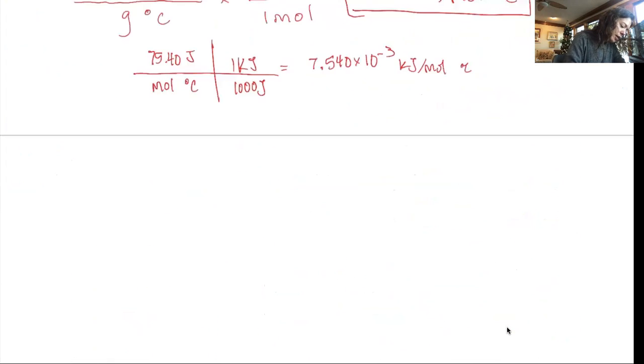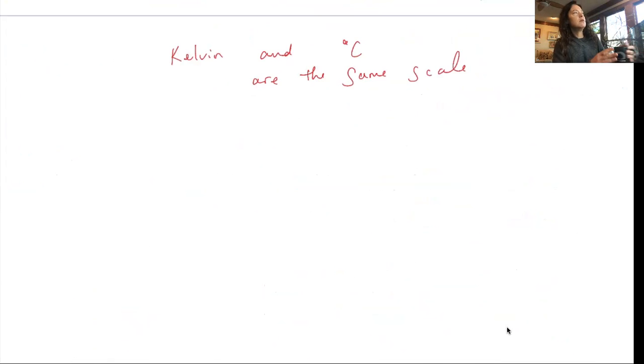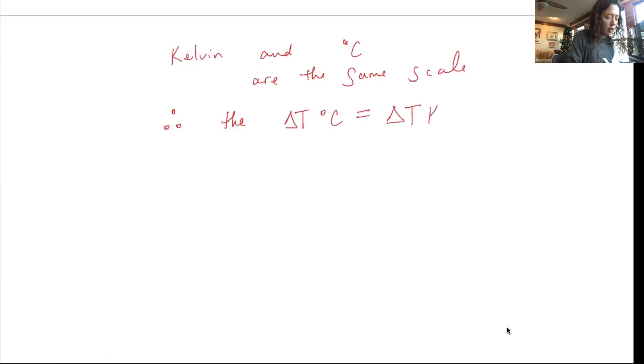Well, it just so happens that Kelvin and Celsius are the same scale. It's just that 0 starts at a different value, all right? And Kelvin's the lowest is 0, and Celsius, the lowest is negative 273. So the scale, it's the same scale, it just starts at a different place. Therefore, the change in temp in degrees Celsius is equal to the change in temp on the Kelvin scale.